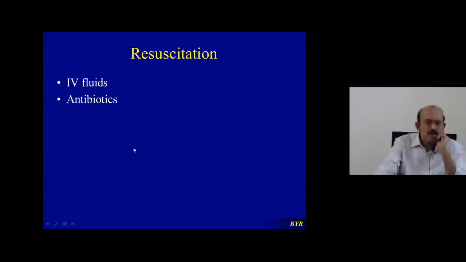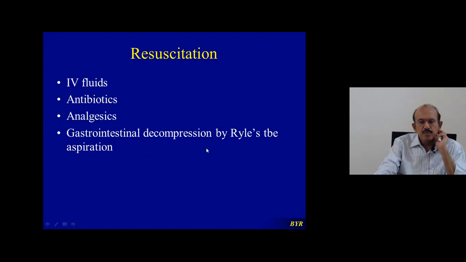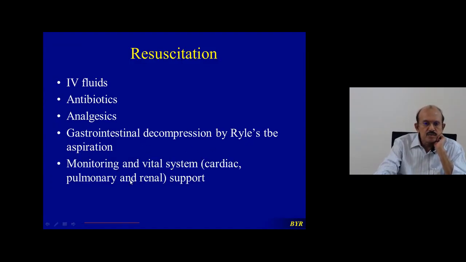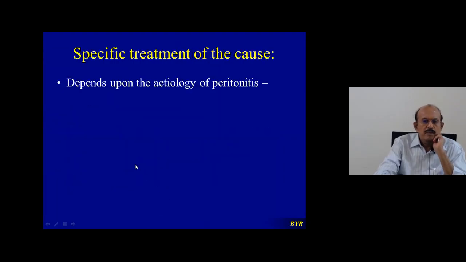Resuscitation: IV fluids, antibiotics, analgesics, gastrointestinal decompression by Ryle's tube aspiration, monitoring and vital system support, because the patients will be having septicemia and hypovolemia. So these things can cause multiple organ dysfunction. So you have to monitor them before they become dysfunctional, and you have to correct it. Specific treatment of the cause depends upon the etiology of the peritonitis.